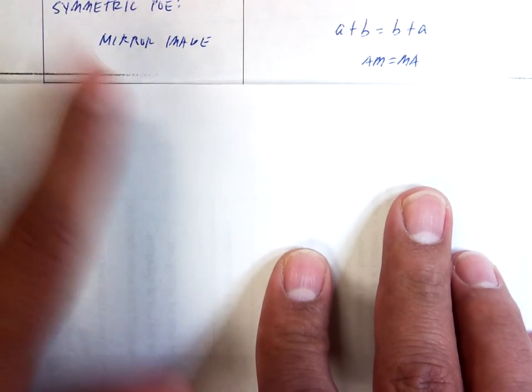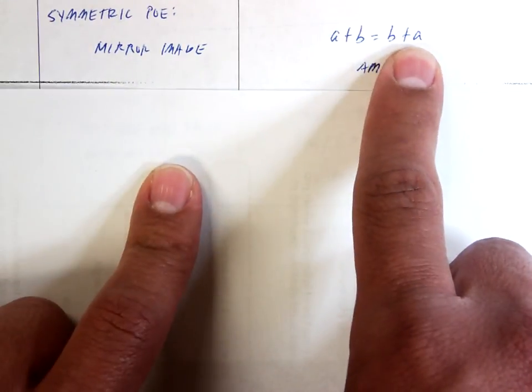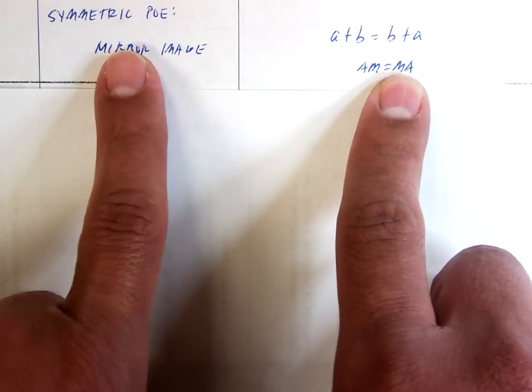Symmetric POE, it's a mirror image. So a plus b equals b plus a. Or AM equals MA. That's what's called the symmetric POE.